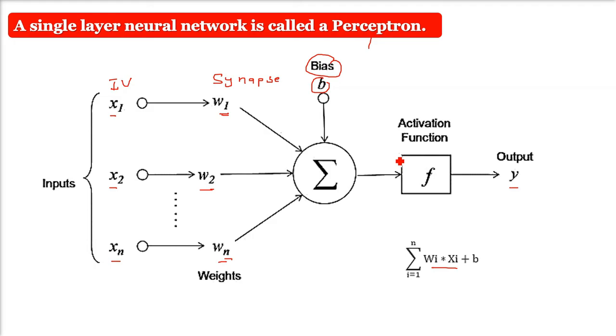But now it becomes very important to understand, because we are going to take an example, what are actually the weights, their significance, bias, its significance, and activation function, because these three are important for any neural network.